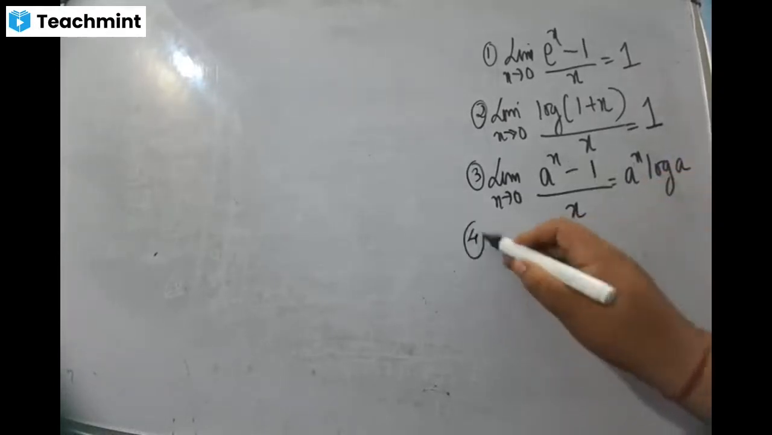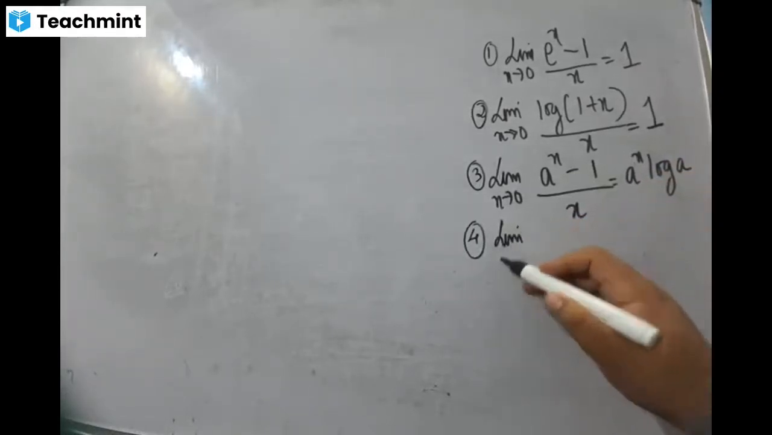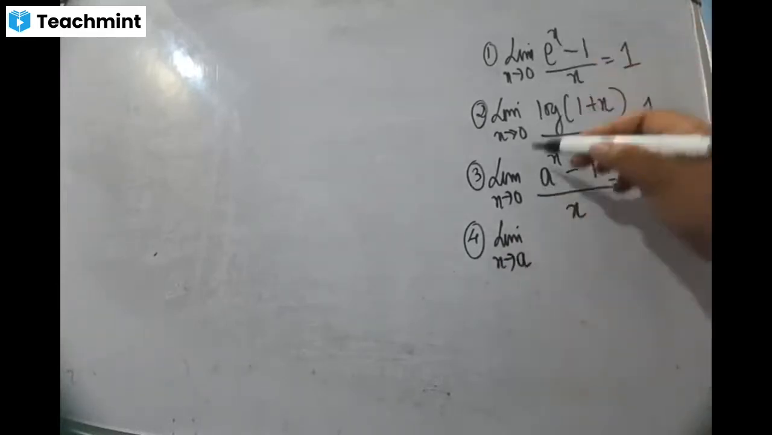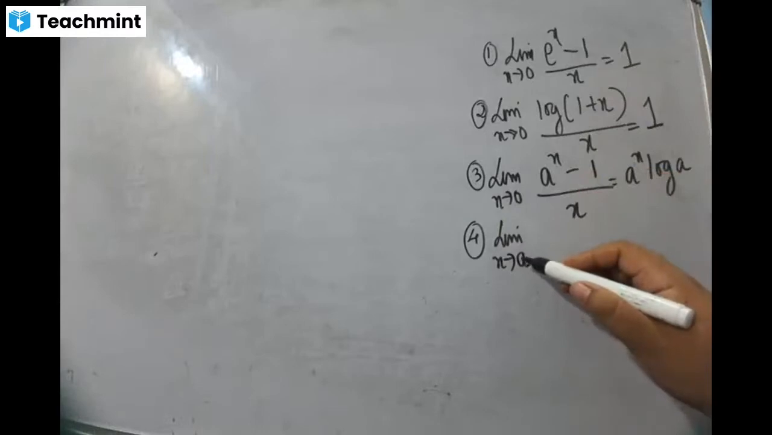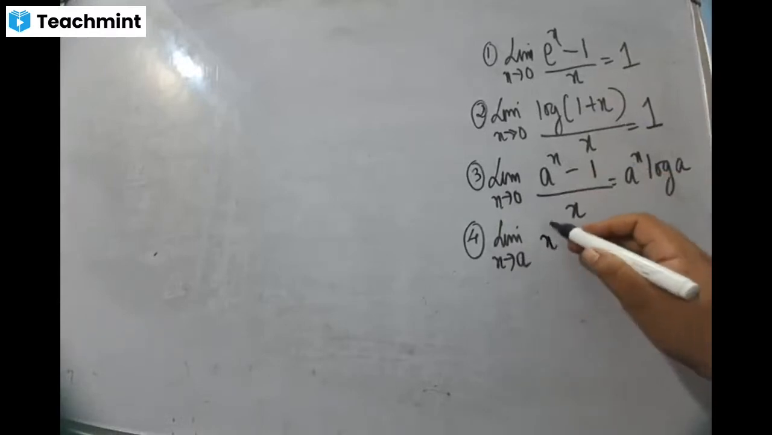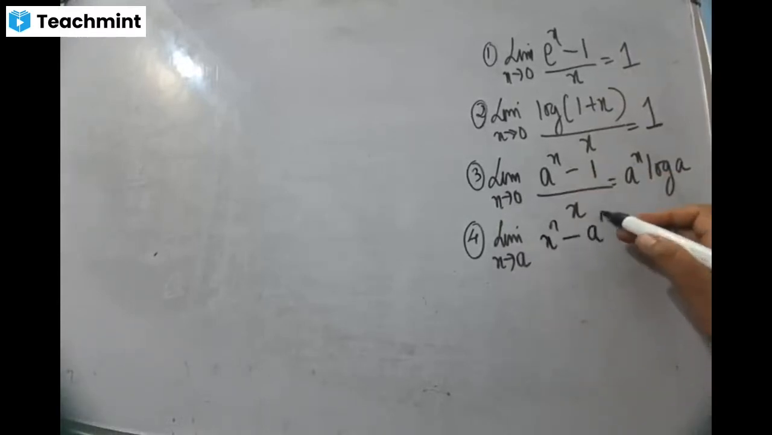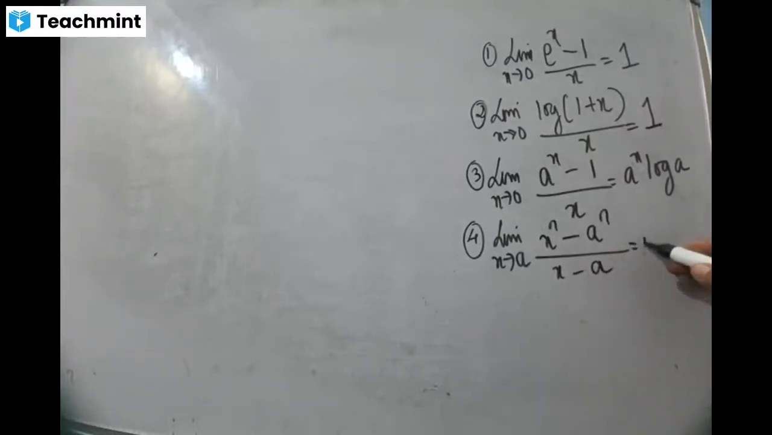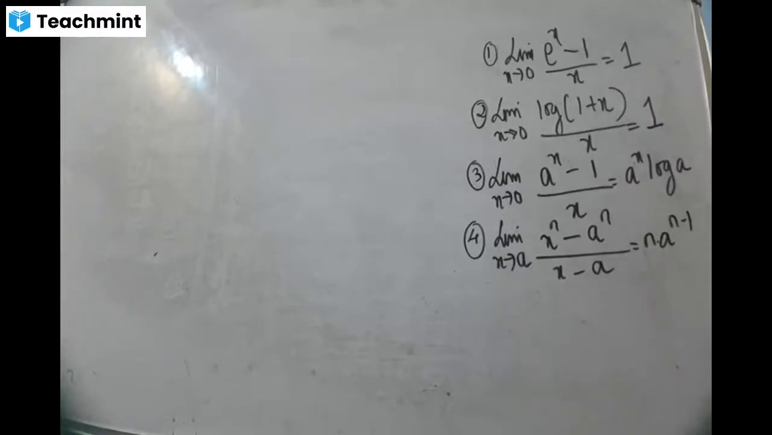Property number 4 says limit x tends to a, not 0. All these properties are at 0. Only property number 4 is at a. Limit x tends to a, x to the power n minus a to the power n divided by x minus a equal to n dot a to the power n minus 1.